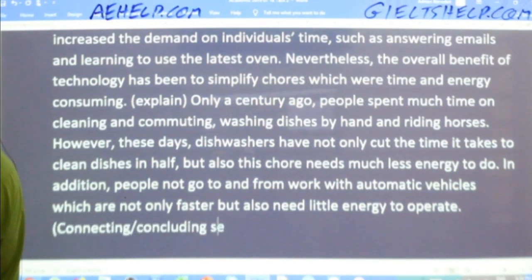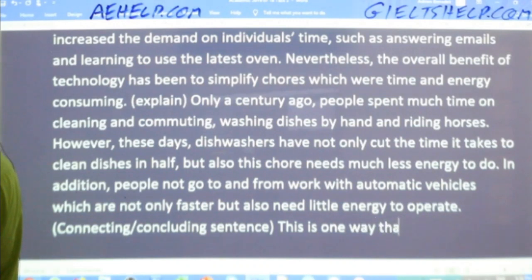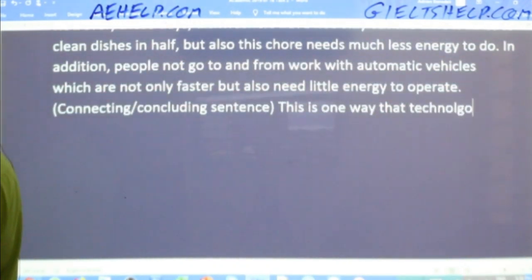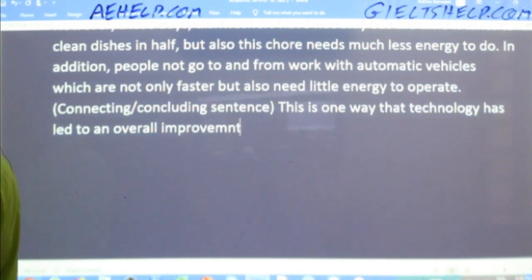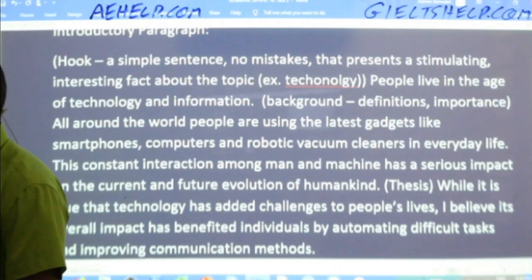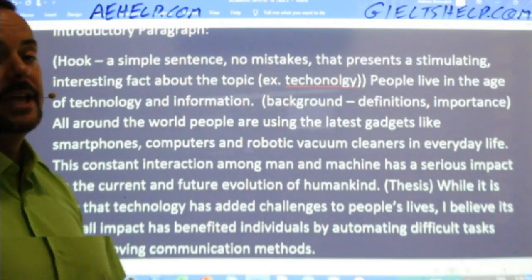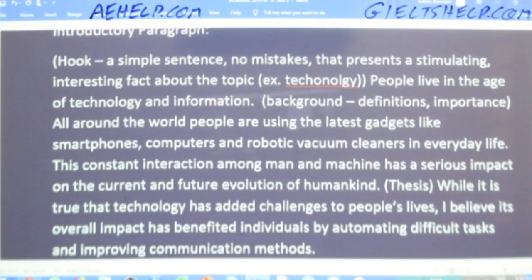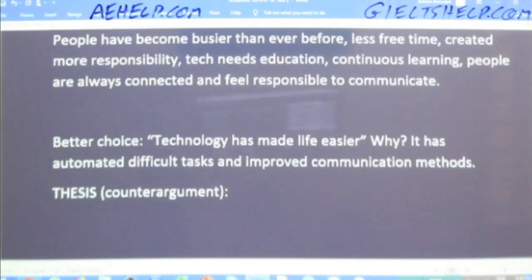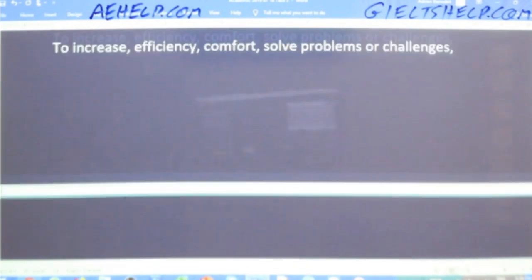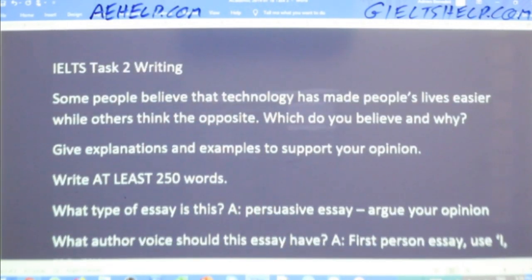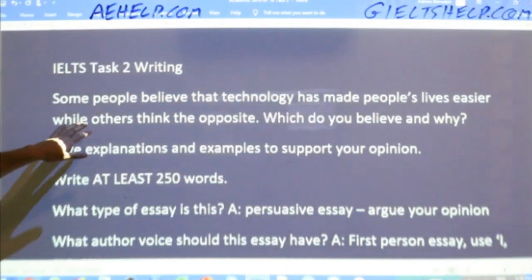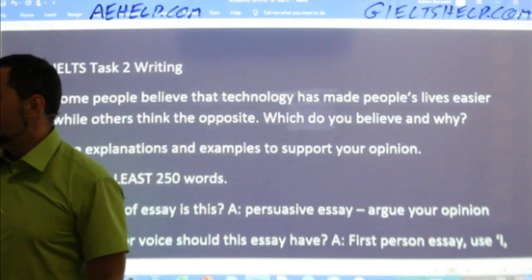Also, concluding sentence. This is one way that technology has led to an overall improvement in life quality. Okay, so that's my introduction and my body paragraph 1 in a counter-argumentative essay for this question. So again, the question is, and you should frequently go back and reference the question, okay? So here the question is, some people believe that technology has made people's lives easier, while others think the opposite. Which do you believe and why?